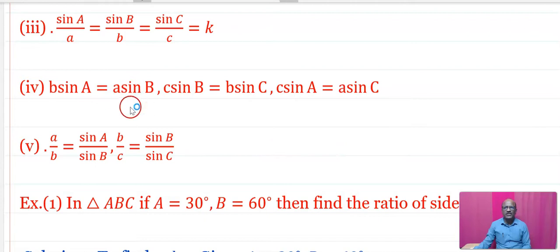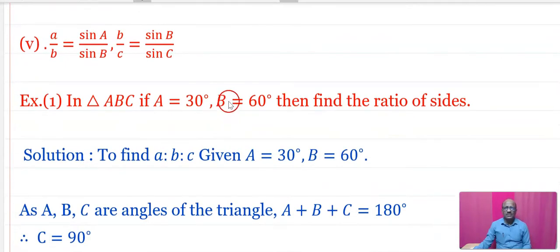Also, if you take the ratio of these, that is a upon b is equal to sine A upon sine B, b upon c is equal to sine B upon sine C. We can get from here. Therefore, now see this here.